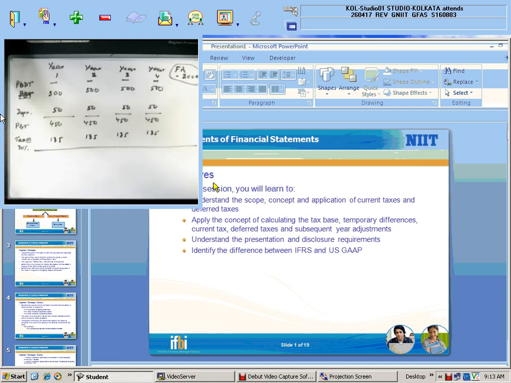Now let's say the tax law of that particular country allows the asset to be depreciated over a 2-year period. As per the tax law, the asset can be depreciated over a 2-year period.